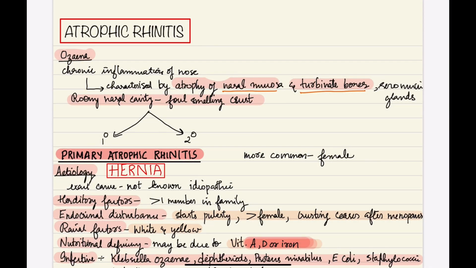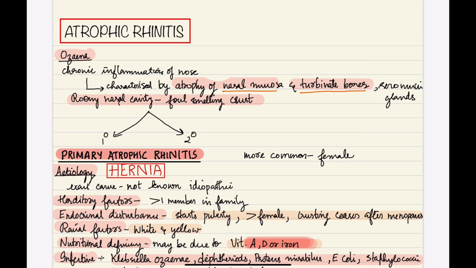Atrophic rhinitis. It is a chronic inflammation of the nose. Atrophic rhinitis is caused by atrophy of the nerve endings in the nasal mucosa, which in turn causes the atrophy or shrinkage of the nasal mucosa, turbinate bones, and seromucinous glands. This causes a roomy nasal cavity and foul-smelling crust.